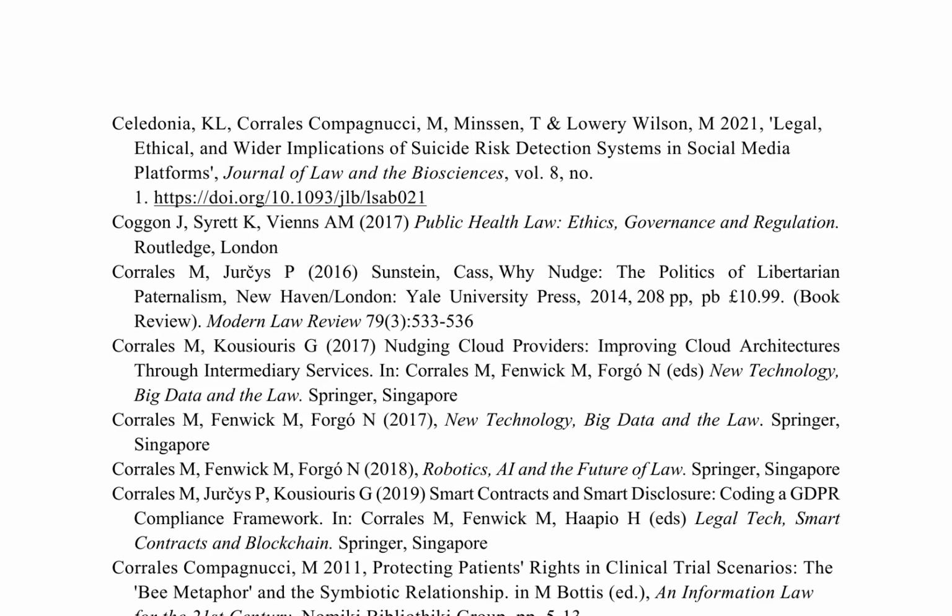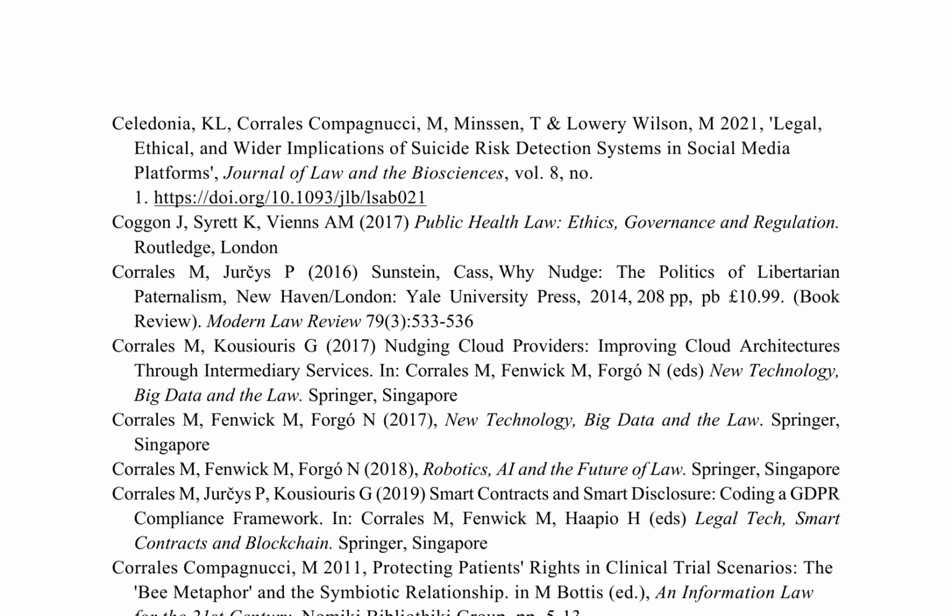Title: Legal, ethical, and wider implications of suicide risk detection systems in social media platforms. The paper discusses the legal, ethical, and broader implications of implementing suicide risk detection systems on social media platforms. It highlights the importance of addressing these issues to ensure that such systems are not only effective but also respect user privacy and comply with relevant laws.